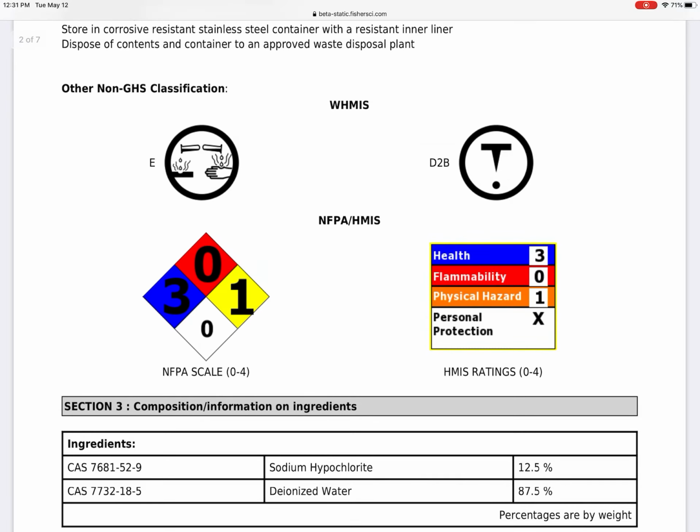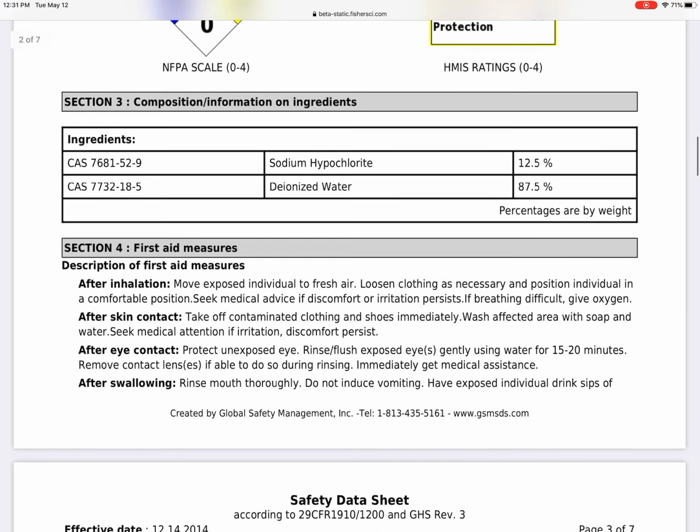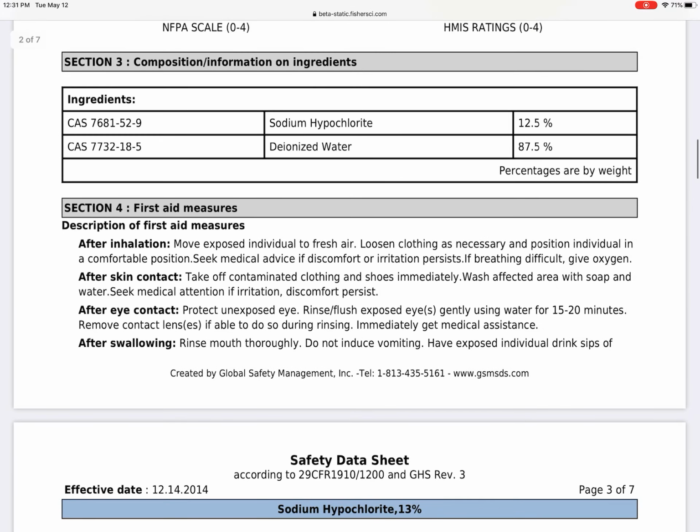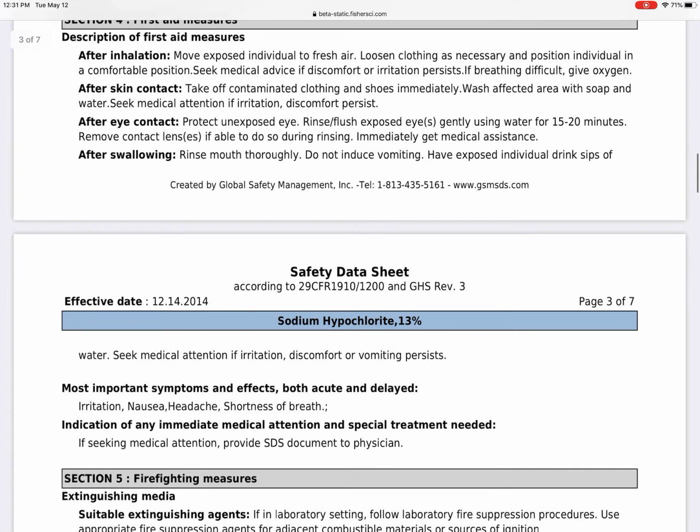Then we're going to have what's called the NFPA ratings. That's this diamond right here with the blue, red, yellow, and the white. Tells you the health ranking, the flammability, the physical hazard, and personal protection. The higher the number, the more hazardous, on a scale of 0 to 4, with 0 being none and 4 being highest. Then there's going to be a section with ingredients, a section on first aid measures.